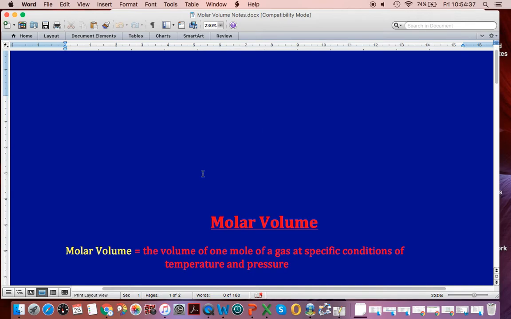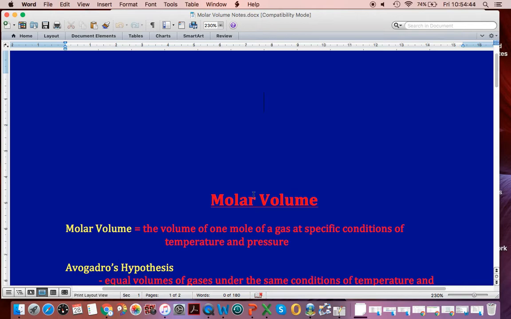Sorry if the colors are terrible. The volume of 1 mole of gas under certain conditions of temperature and pressure. We know increasing the temperature makes the volume bigger, and increasing the pressure of a gas makes it smaller.